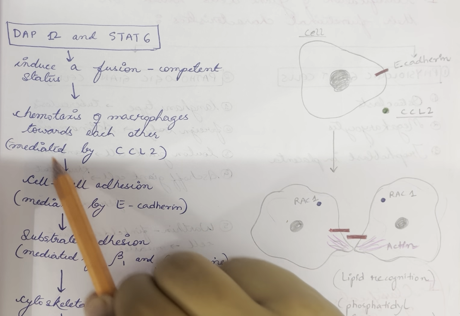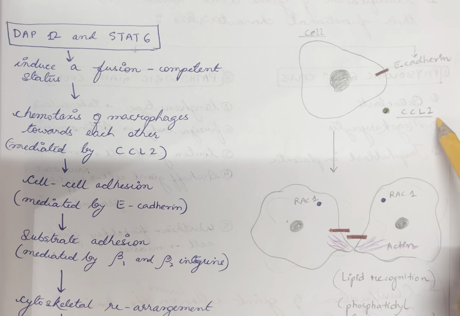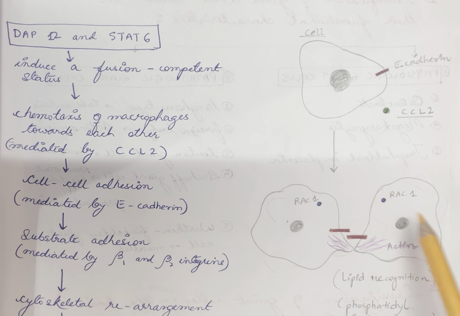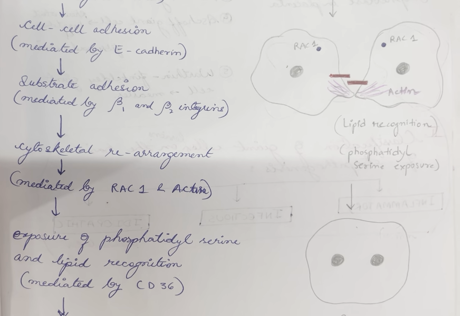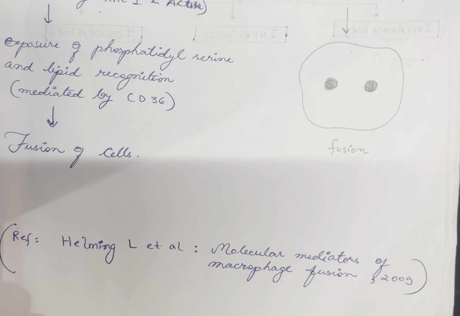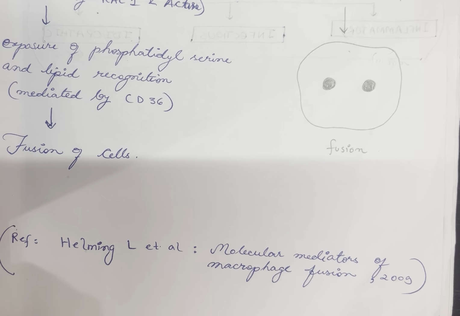Chemotaxis of macrophages towards each other is mediated by CCL2, and cell-cell adhesion is mediated by E-cadherin. Substrate adhesion is mediated by beta-1 and beta-2 integrins, and then cytoskeletal rearrangement is mediated by RSE1. Cytoskeleton is rearranged. There is lipid recognition and phosphatidylserine exposure, mediated by CD36, and this leads to the fusion of cell. This entire mechanism was given by Helming et al., Molecular Mediators of Macrophage Fusion, 2009.